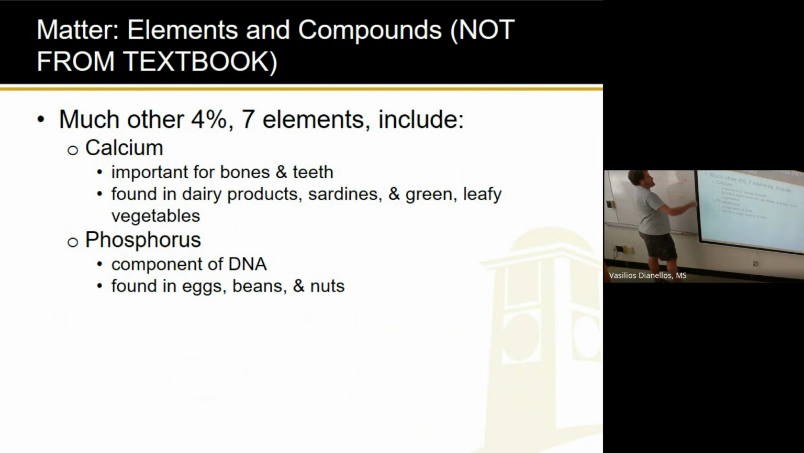Calcium is one of the 7. It's important for bones and teeth. It's found in dairy products, sardines, green leafy vegetables, whatever. So look that up for independent work if you want. What happens if you have not enough calcium? What happens if you have too much calcium? Because remember I told you, essentially everything's a poison. It's all about the dose. I have weak bones. And yeah, you can have fractures. Yep.